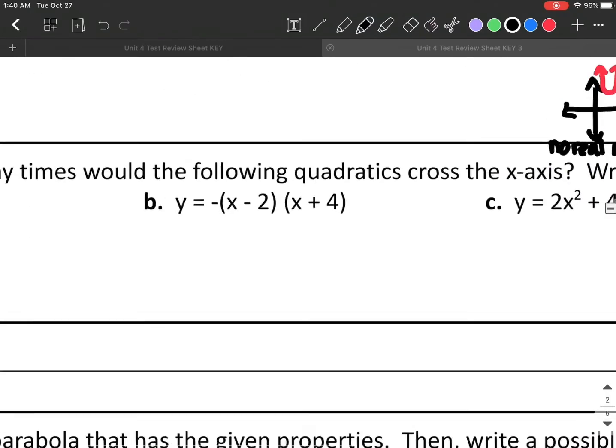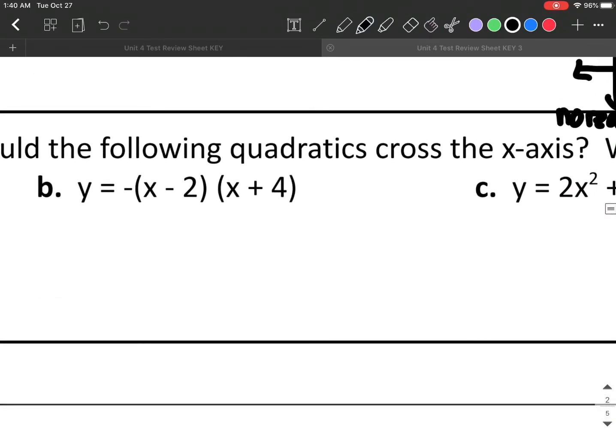For this one here, it's factored, so I don't even need to do the b squared minus 4ac, because this is two factors. It tells me I have an x-intercept of (2, 0) and an x-intercept of (-4, 0), so it's 2.